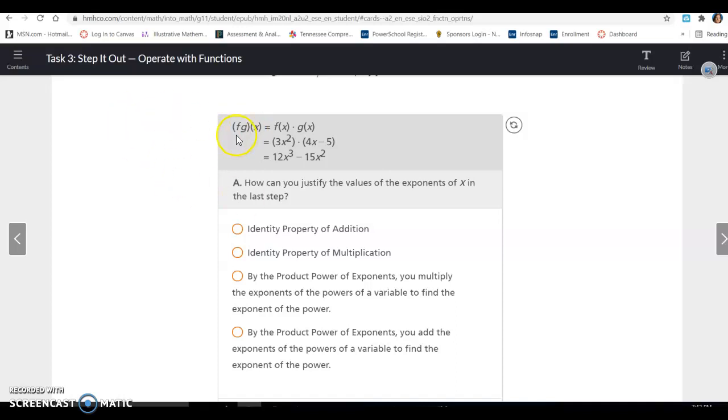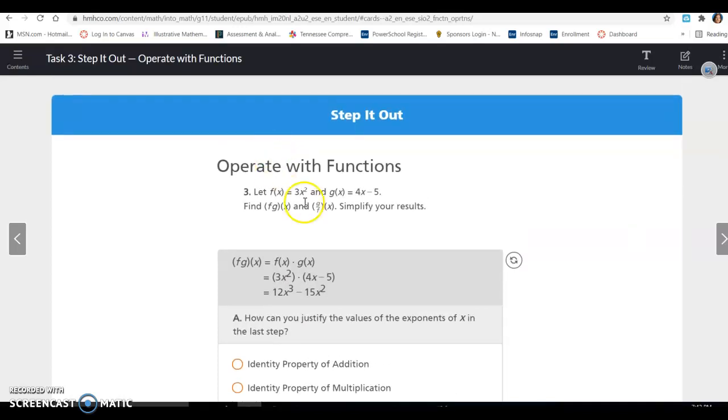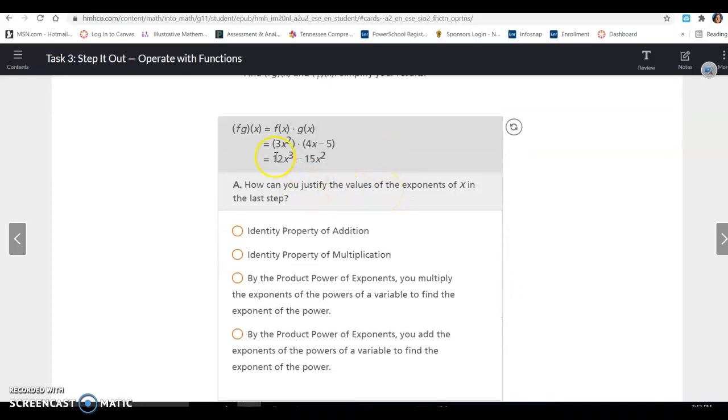All right, so the first thing it's going to show us is that we're going to do multiplication. So f times g of x is another way to write f of x times g of x. All we're doing is taking the two functions they gave us above, 3x squared and 4x minus 5, and multiplying those together. Since this is a binomial, we have to distribute. So you're going to have 3x squared times 4x, which gives us 12x cubed, and then 3x squared times 5 is negative 15x squared.